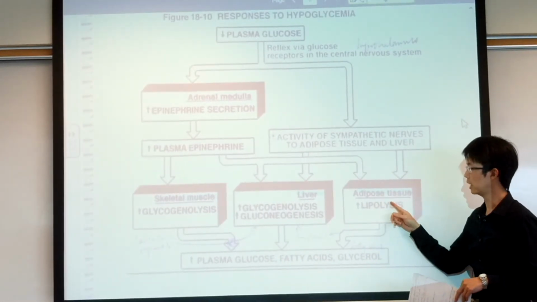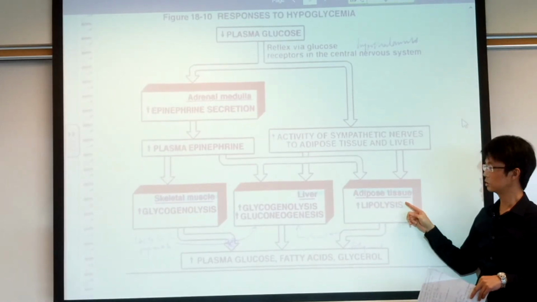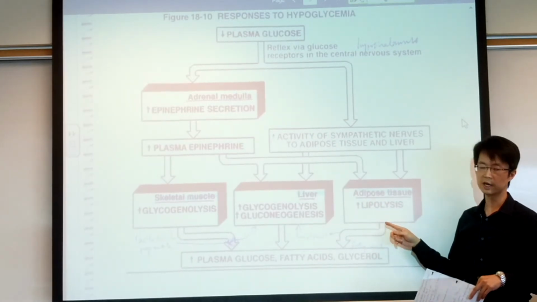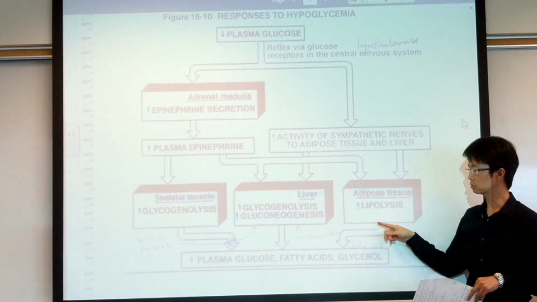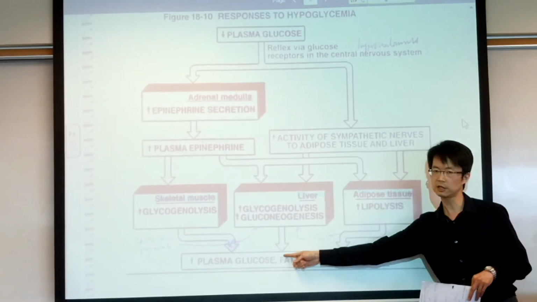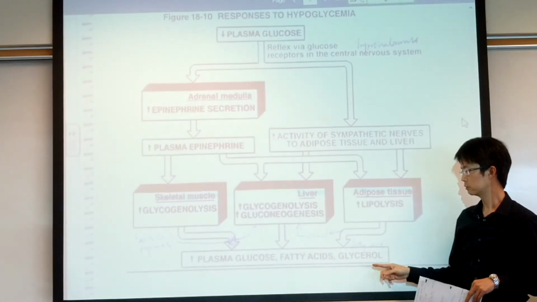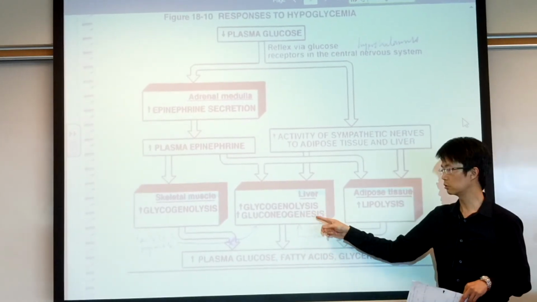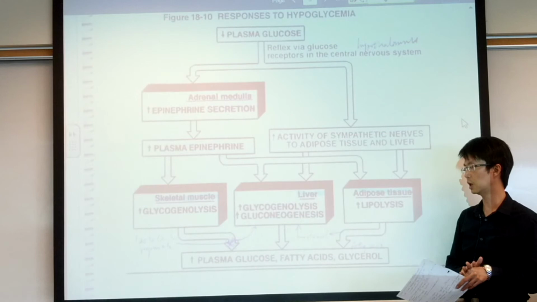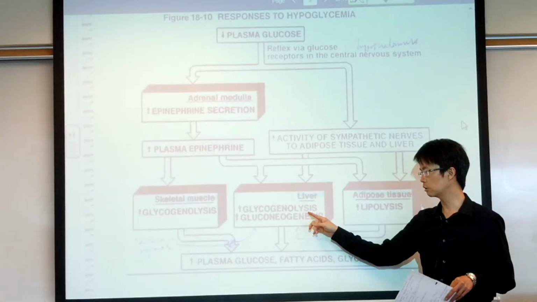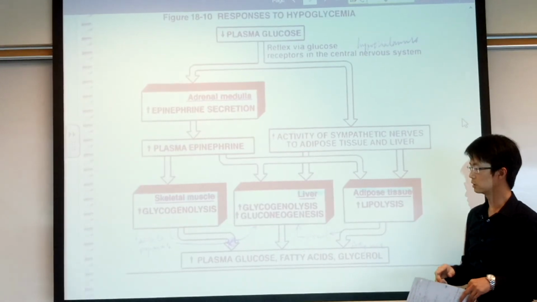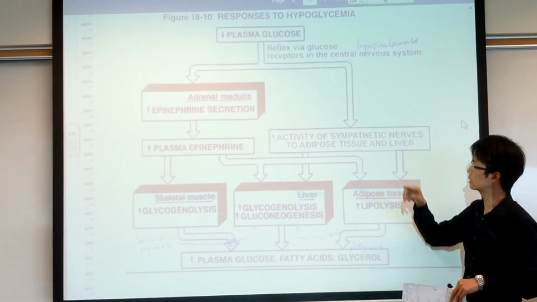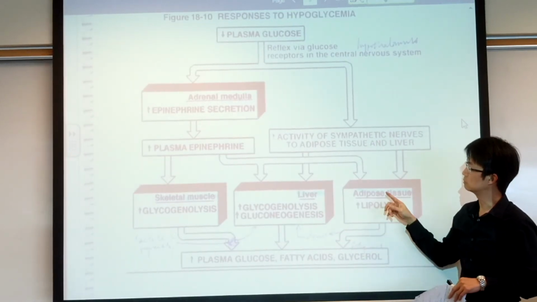And last but not least, it will tell the adipose tissue, the fat tissue, to increase lipolysis, to break down lipid so that you can increase fatty acid. Fatty acid, you can use as a direct fuel to produce energy. Glycerol can go back to the liver to go through gluconeogenesis to make more glucose. And then the other pathway is here, increased sympathetic activity.